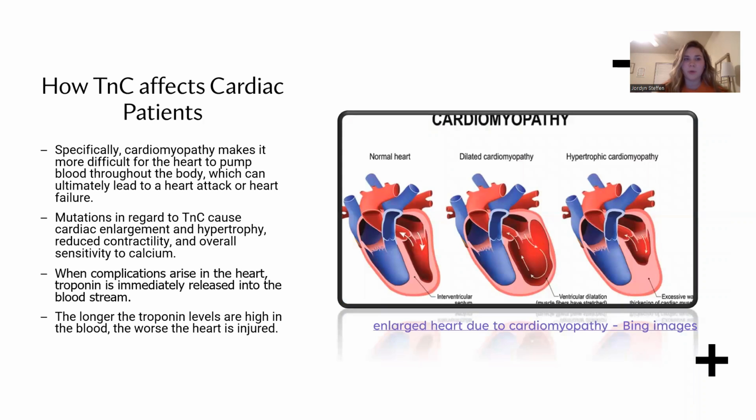So why does troponin C affect cardiac patients? Well, people who have cardiomyopathy, it makes it much more difficult for their hearts to pump blood throughout the body. So it can lead to a heart attack or heart failure. These mutations can cause cardiac enlargement or swelling of the heart and hypertrophy, reduced contractility. We need the heart to be coordinated so it pumps blood throughout the body properly, and overall sensitivity to calcium. So when complications arise in the heart, troponin is released into the bloodstream, and the longer that troponin stays in the bloodstream and the higher the levels are, the worse the heart is injured overall.